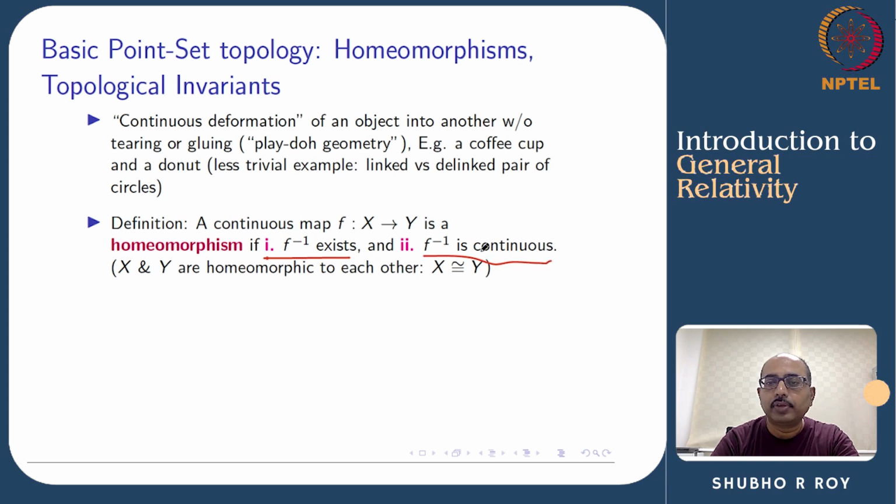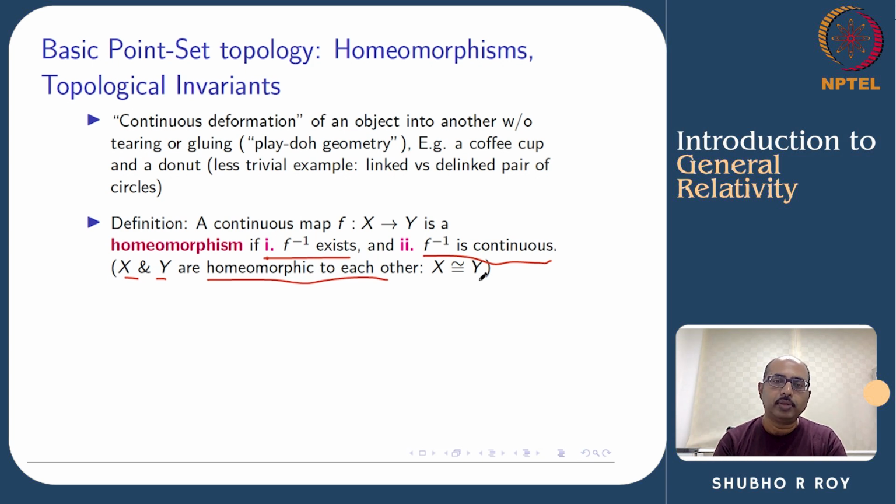If you have this notion, so bijection as well as continuity of the inverse, both criteria have to be included. Then we say f is a homeomorphism between X and Y. So if there exists a homeomorphism between X and Y, we call X and Y homeomorphic to each other. And a homeomorphism is a kind of topological equivalence between two spaces. That means we can continuously deform one to the other. And from the point of view of topology, we don't distinguish between those two objects because one can be continuously deformed into the other. Okay?